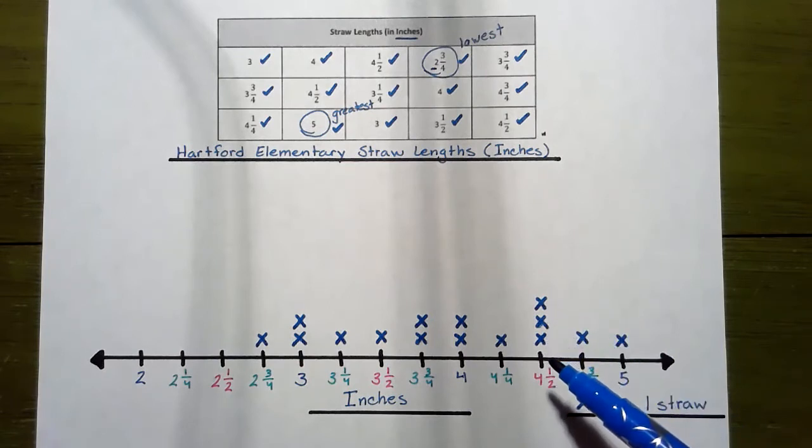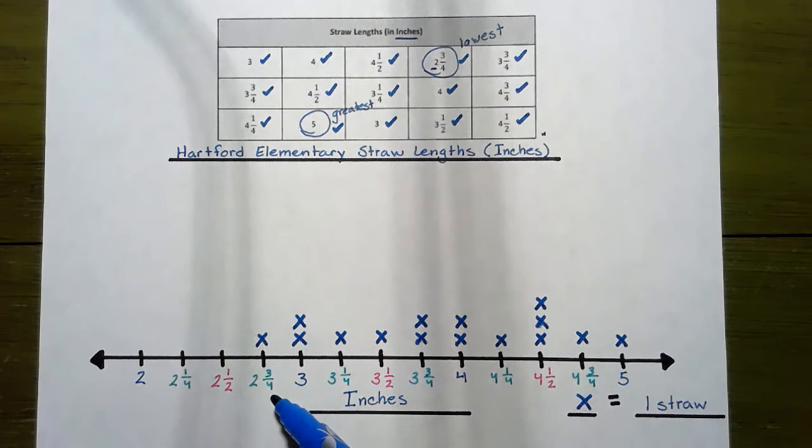Now this one gets tricky. What is the least frequent? There might be more than one. Say it out loud to your screen. You got it. The least frequent measurements are 2 3/4, 3 1/4, 3 1/2, 4 1/4, 4 3/4, and 5. The reason for that is because there's only one X above each of those. Great job.